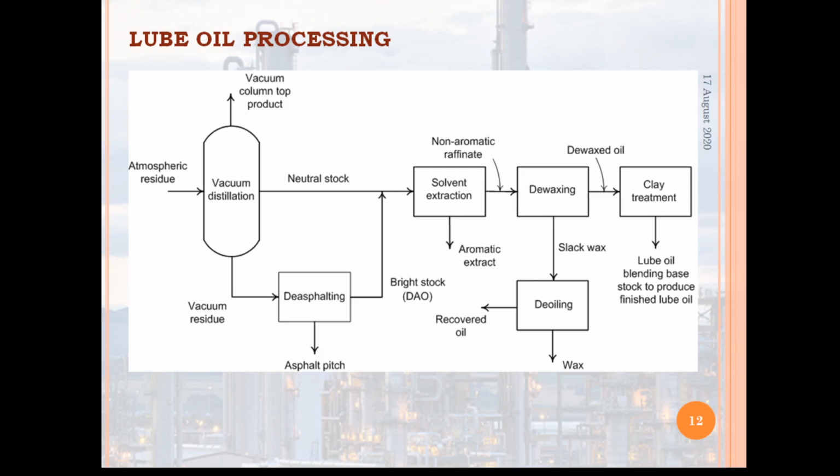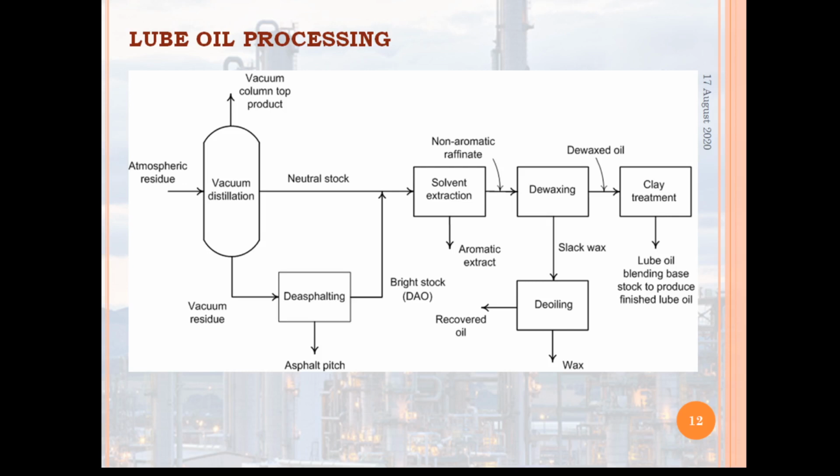Next is lube oil processing. As we have mentioned, the VGO, vacuum gas oil, is sent to hydrocracking, catalytic cracking, or lube oil processing units. Okay, now this is the lube oil processing.